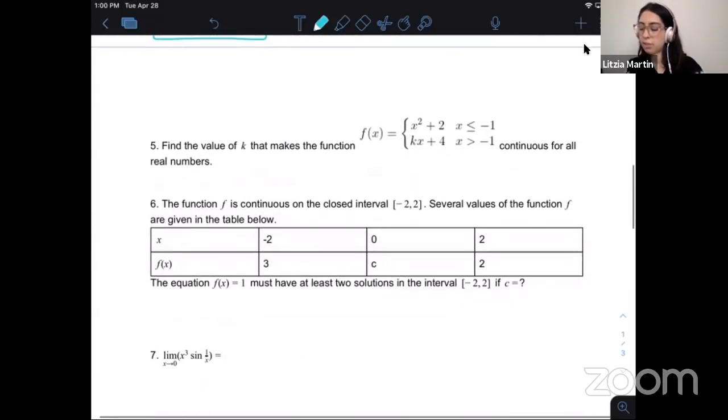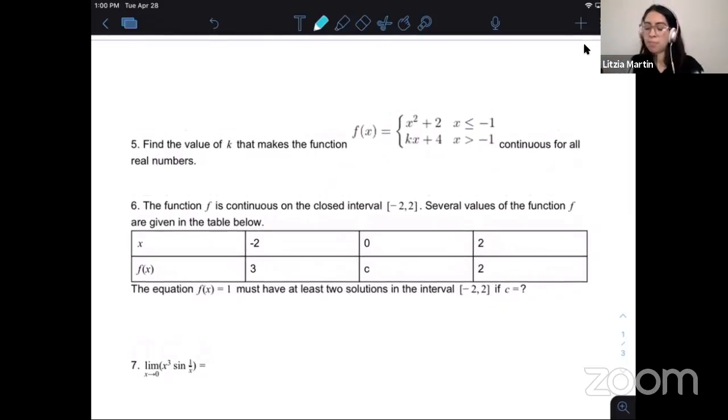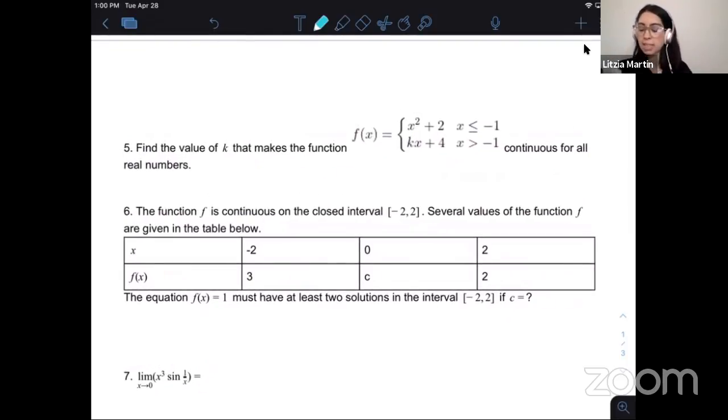Number 5, I didn't really leave too much room here. That might be a problem. Let's see. We want to find the value of k that makes the function f of x equal to x squared plus 2 when x is less than or equal to -1, and kx plus 4 when x is greater than -1, continuous for all real numbers. So keyword here, continuous. We've got to know, when is a function continuous? What is the definition of that going to be?